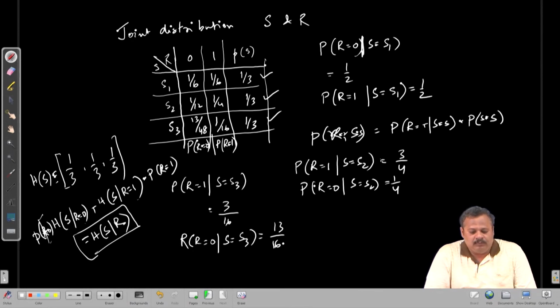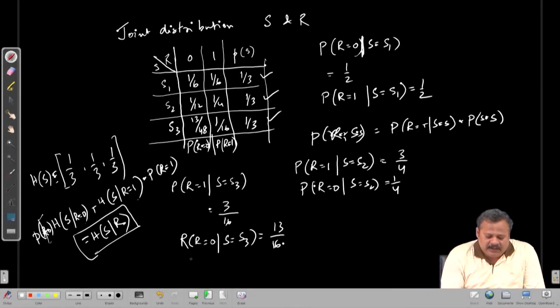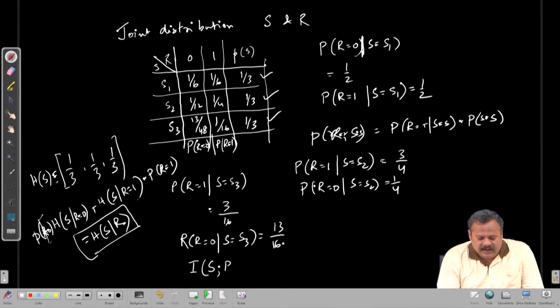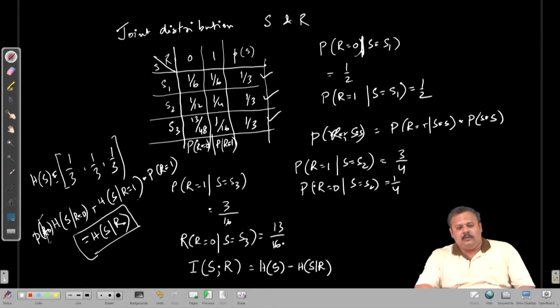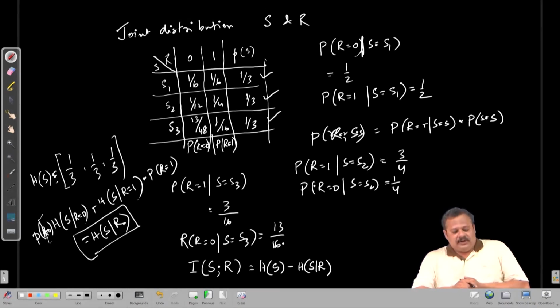And so, with both of these together, we can also compute I of S and R, which will be H of S minus H of S given R, which is the mutual information between the stimulus and response.